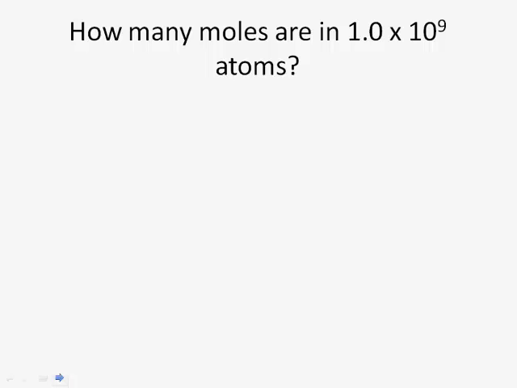Okay, how many moles are in 1 times 10 to the 9th atoms? Okay, and we left this generic. Why? Well, remember our grams to moles. In this case, our particle is an atom. Okay, moles to atoms. We're not using any specific value on the periodic table. We just use Avogadro's number.